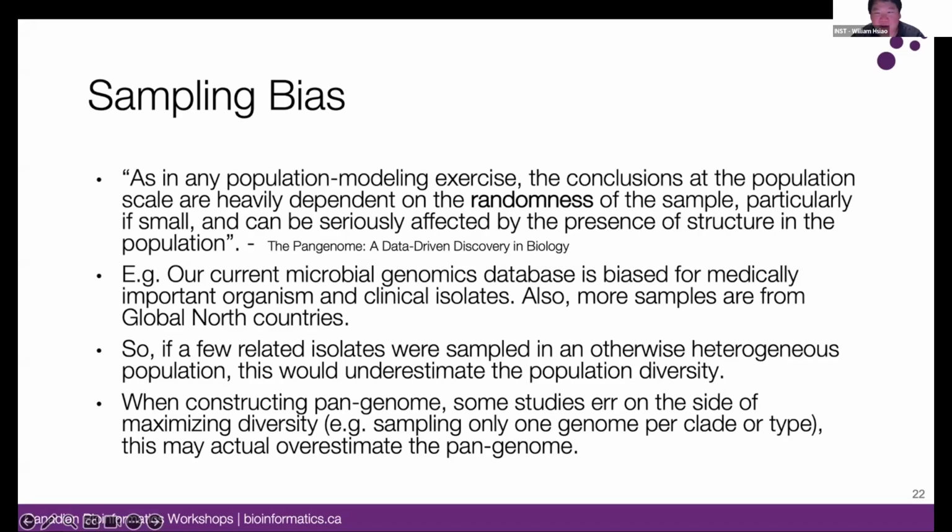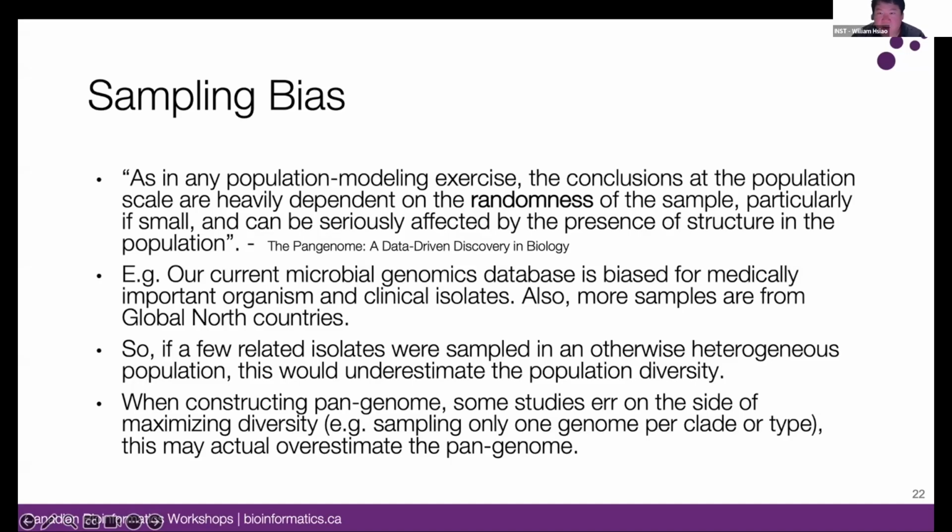So when we look at pangenomes, we also need to consider the effect of non-random sampling and sampling bias, right? There's a quote from the article I cited earlier: as in any population modeling exercise, the conclusions at the population scale are heavily dependent on the randomness of the sample, particularly if it's a small sampling size, and can be seriously affected by the presence of structure in the population.